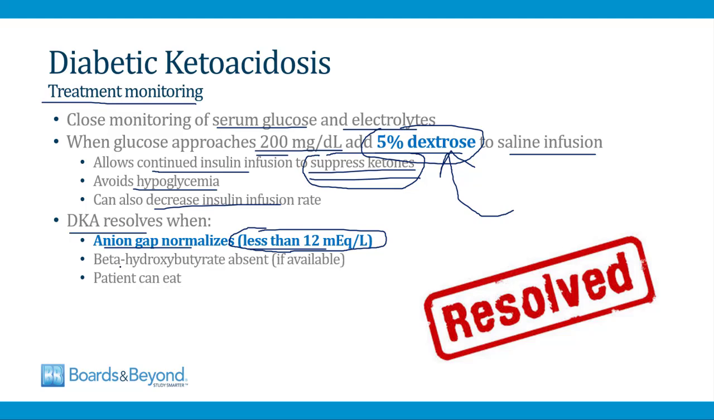You can also measure the amount of beta-hydroxybutyrate in the plasma. Beta-hydroxybutyrate is one of the ketone bodies synthesized by the liver. So if it is absent, then that means you have resolved the ketone body production by the liver. This is not available in all labs, so in most cases, instead of measuring beta-hydroxybutyrate, you simply monitor the anion gap. And then lastly, the patient has to be able to eat. If the patient is still nauseous and unable to eat, the DKA is not considered resolved.